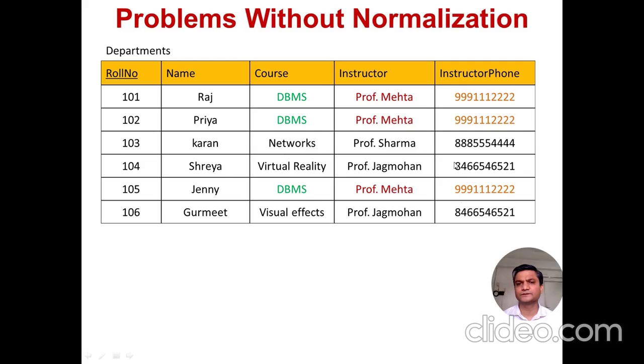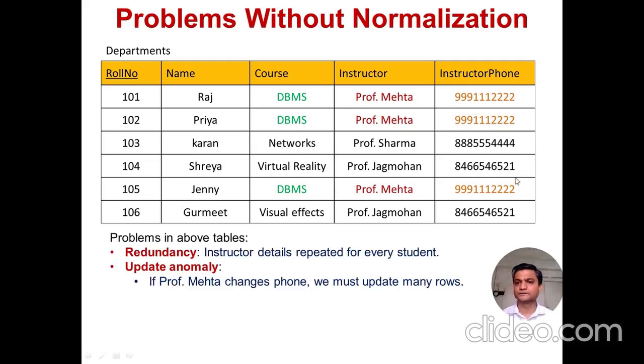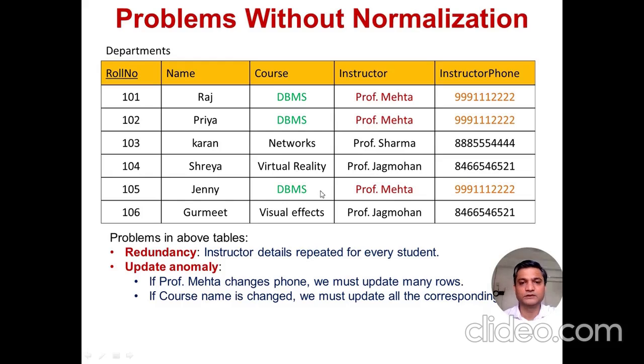Dr. Mata's phone number is repeated. If his phone number changes, we need to update it everywhere. And if we forget, we'll end up with inconsistent data. Similarly, if the course name changes, we must update all the corresponding cells. This type of issue in a data table is called an update anomaly.